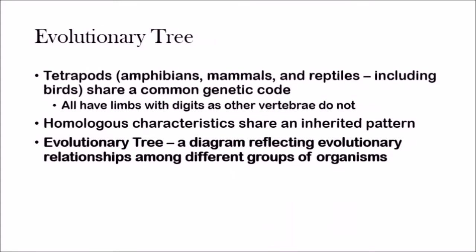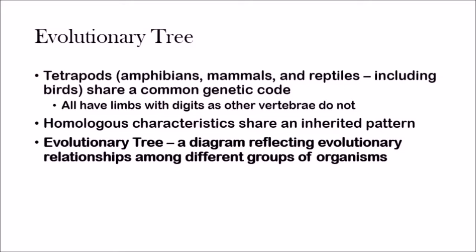Now, an evolutionary tree is a diagram reflecting evolutionary relationships among different groups of organisms, and scientists use this all the time. They draw evolutionary trees to try to represent the path of how we went from one common ancestor into all these different types of species. If you look at tetrapods, these are amphibians, mammals, and reptiles, including birds. They all share a common genetic code. They all have limbs with digits, basically like fingers or something of that kind, but other vertebrates do not. So that would be one leg of the evolutionary tree.